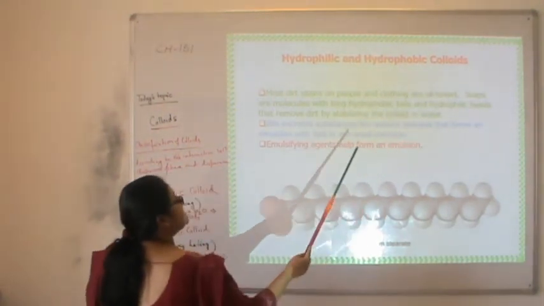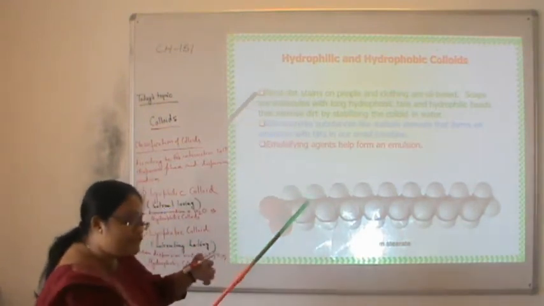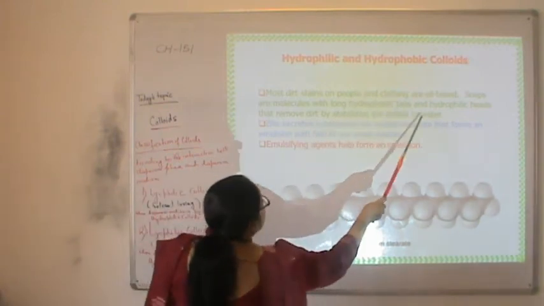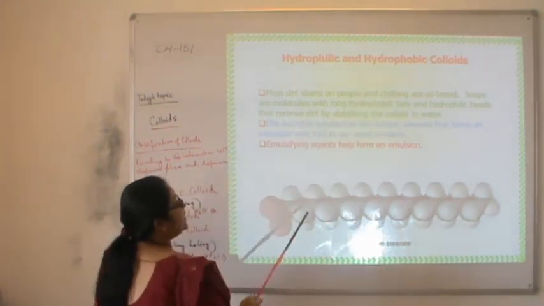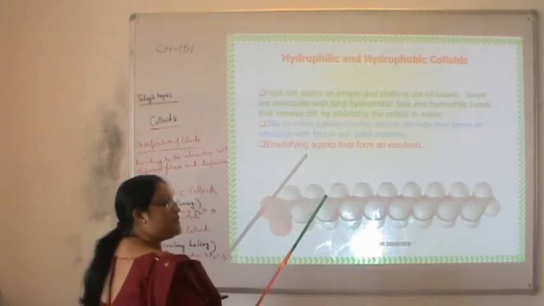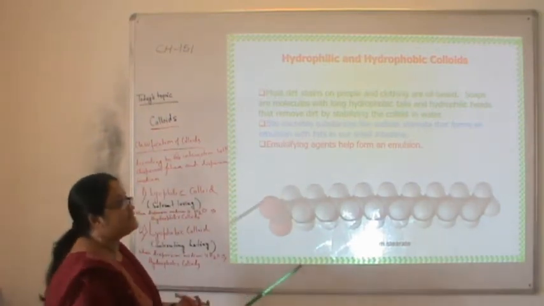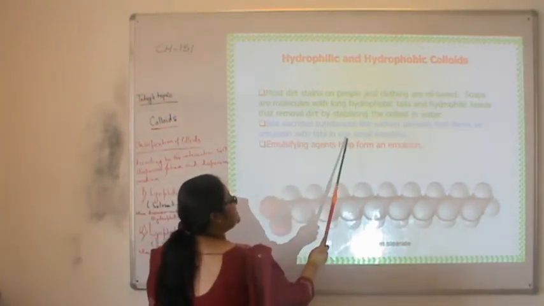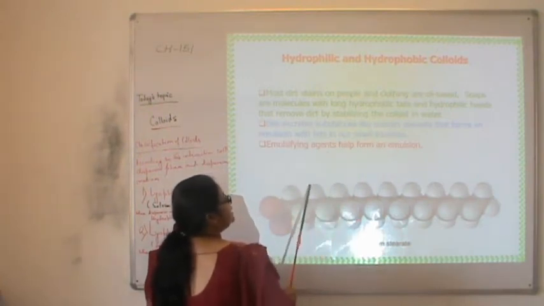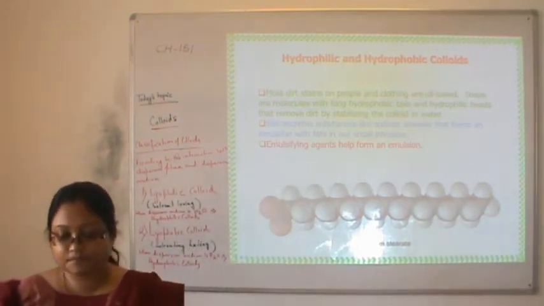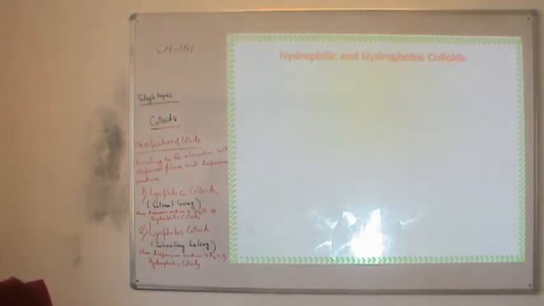and hydrophilic ends that remove the dirt. So the hydrophobic part actually attracts the oil part that is dirt, and the hydrophilic part actually attracts water. In this way, soap removes dirt by stabilizing the colloidal water. Bile excretes substances like sodium stearate. Sodium stearate means it is a sodium salt of fatty acid. It is a soap-like substance that forms an emulsion with fats in the small intestine. In our small intestine, emulsifying agents help form an emulsion. In this way, fat is digested.